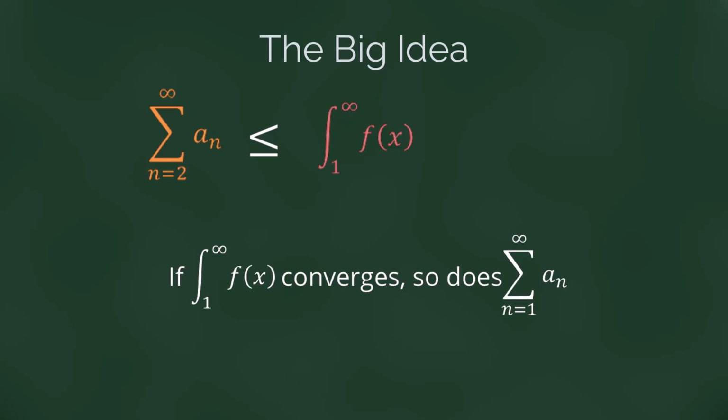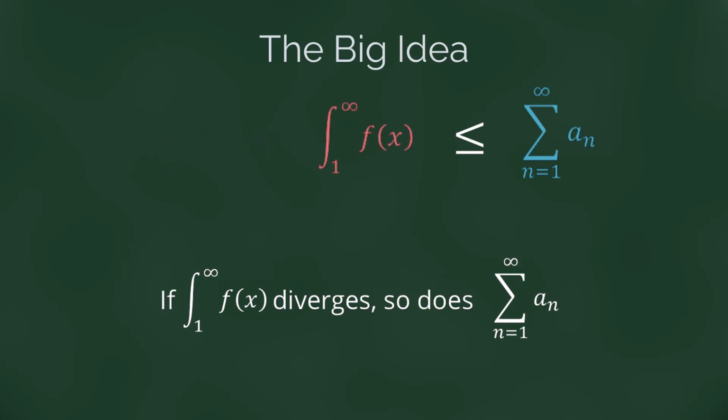infinity of f of x converges, so does our series, the sum from n equals 1 to infinity of a sub n. That's because if the integral itself is finite, then because the sum from n equals 2 to infinity of a sub n is smaller than it, it must also be finite. And because we know that when the sum from n equals 2 to infinity converges, so does the sum from n equals 1 to infinity, we can conclude that our series converges.